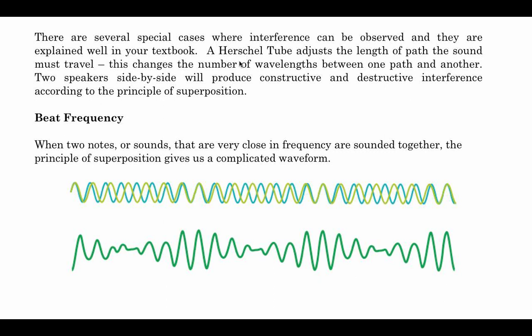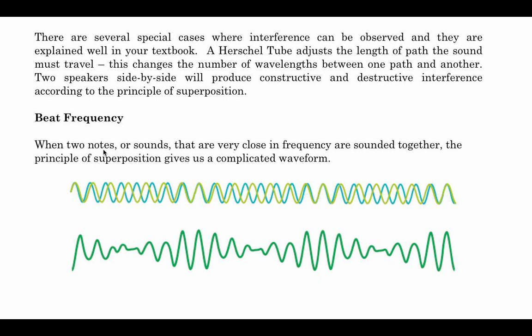A Herschel tube is this special device that adjusts the length of the path that sound has to travel. And so it changes the number of wavelengths between one path and another. Two speakers, we're going to do this one in class today, two speakers side by side will produce constructive and destructive interference. Beat frequency, we'll also do this in class today, is a special kind of interference when two notes are very close in frequency. So here's two that haven't been shifted by a lot. They've just been shifted, the wavelength is just off by a teeny tiny little bit.